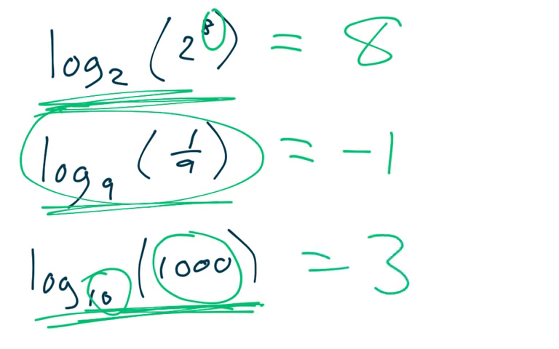So a logarithm of a number is also a number. Logarithm itself is a function. You start with a positive number, and the log tells you what the exponent of that number is.